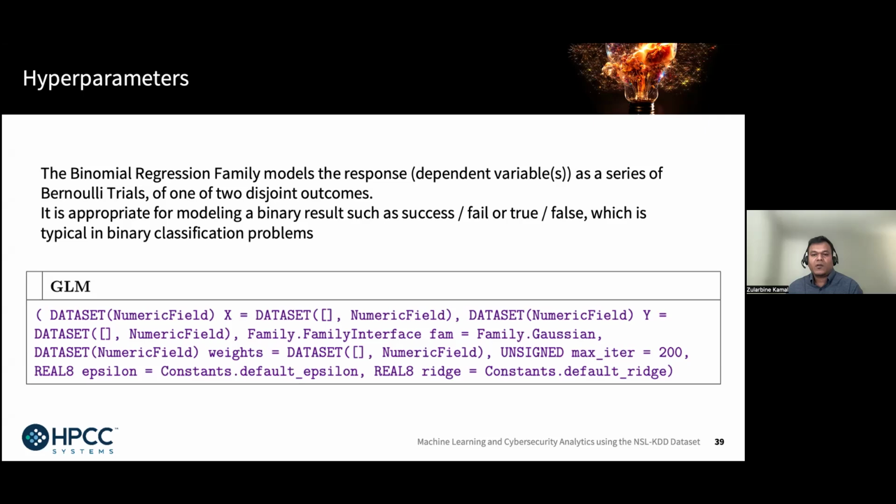These are the hyperparameters used to control the classification process for the GLM bundle. I have changed the family value to binomial for the classification process and adjusted the max iteration for better accuracy.